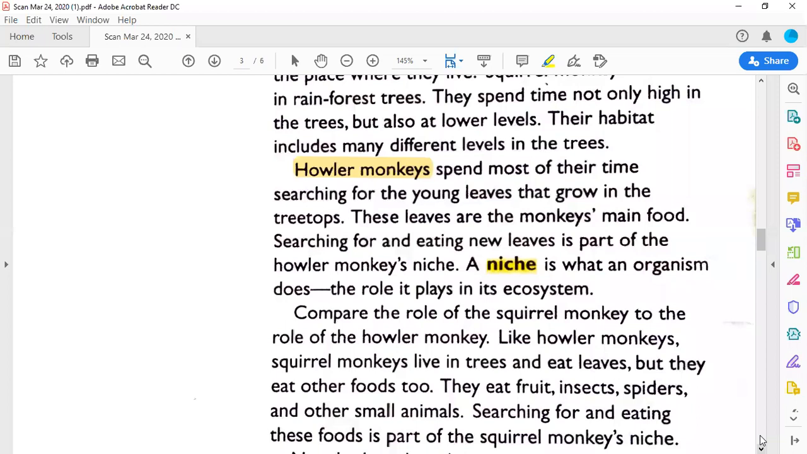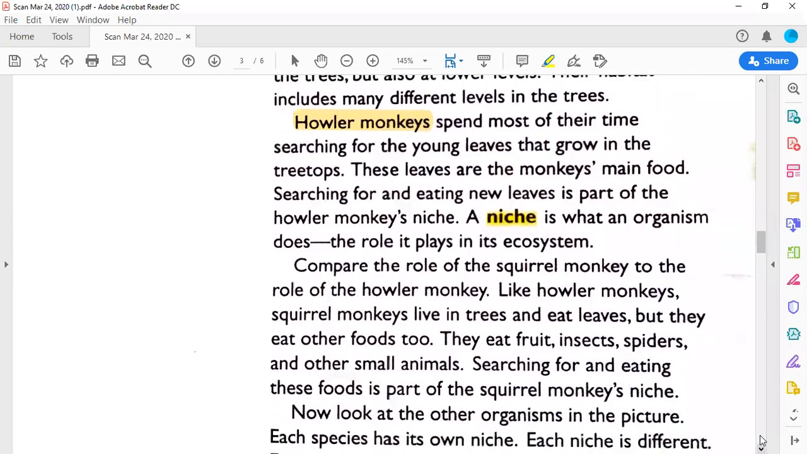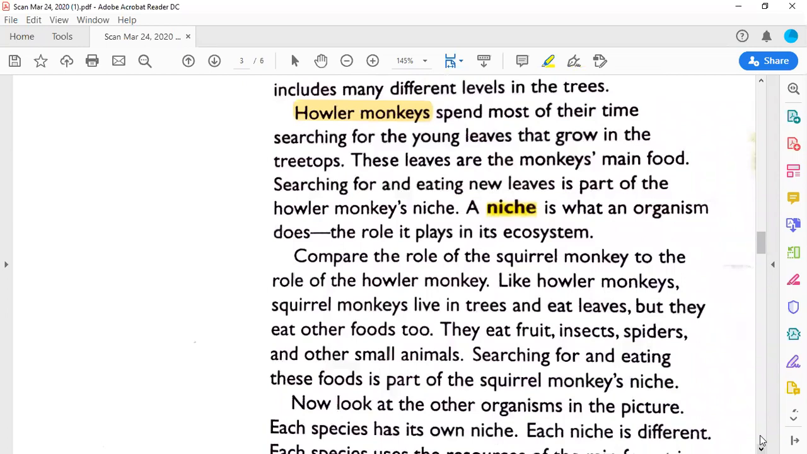Like a howler monkey, squirrel monkeys live in the trees and eat leaves, but they eat other foods too. They eat fruits, insects, spiders, and other small animals. Searching for and eating this food is a part of the squirrel monkey's niche. Okay, thank you very much.